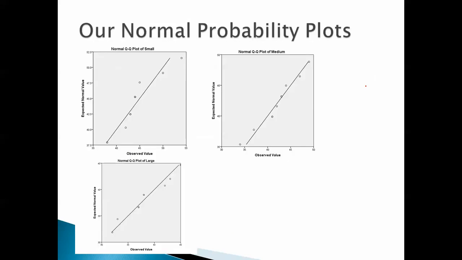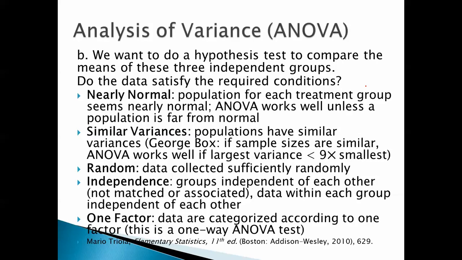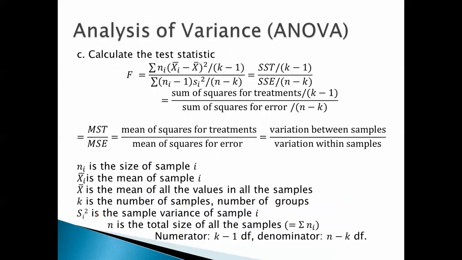These are what our normal probability plots look like. So they're okay. They don't follow the line exactly, but that's because the samples are so small. So they're adequate. And the variances of the treatment groups are roughly equal. Okay, so we've got populations that are nearly normal. The variances are similar enough. Yes, the cars were collected randomly. We've got independence, and it's only a one-factor ANOVA.